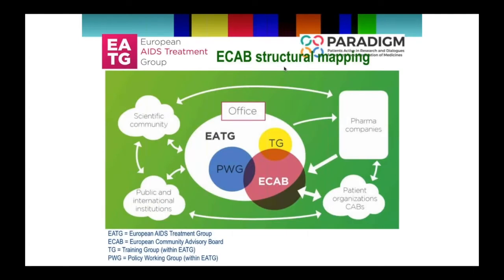So this is to show the structure of ICAB within the framework of the European AIDS Treatment Group, EATG. ICAB is one of the three main working groups of EATG, the other ones being the Policy Working Group and the Treatment Group. The interaction of ICAB is with the pharmaceutical companies, but also with other patient organizations and CABs. There is also interaction with academia and other stakeholders like regulatory agencies and so on. And in general, EATG has a strong interaction with the scientific community at large. Next slide, please.